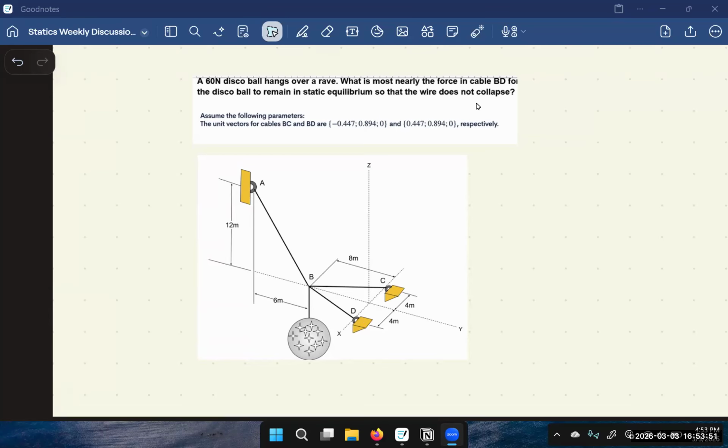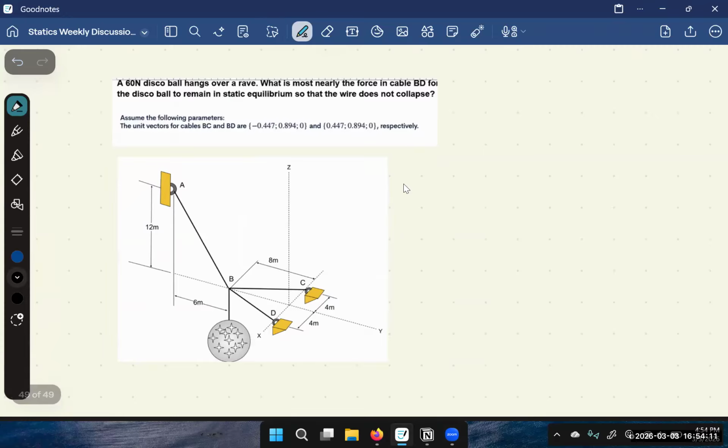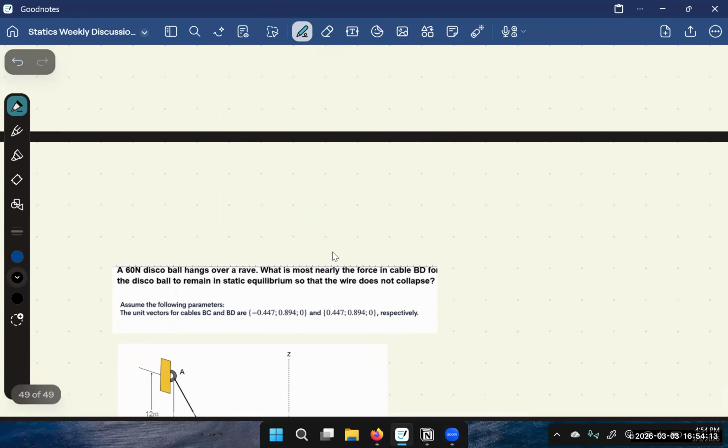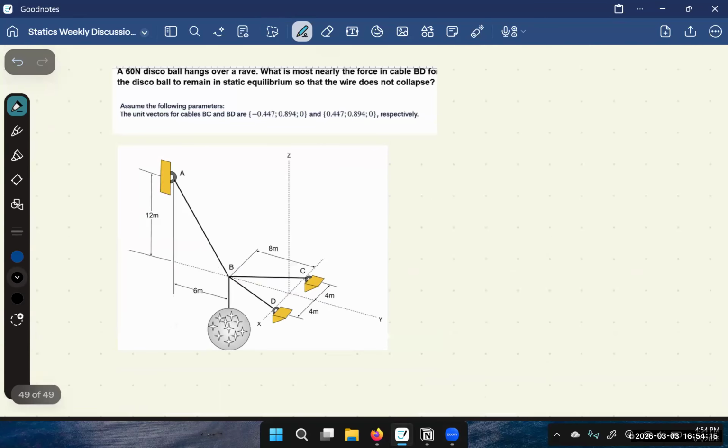What is most nearly the force in cable BD for the disco ball to remain in static equilibrium so that the wire does not collapse? So we're looking for cable BD force. You can find all of the forces in the cables. We're given some of the unit vectors, but we can find them from scratch real quick. So the unit vector equation, we'll put it up here.